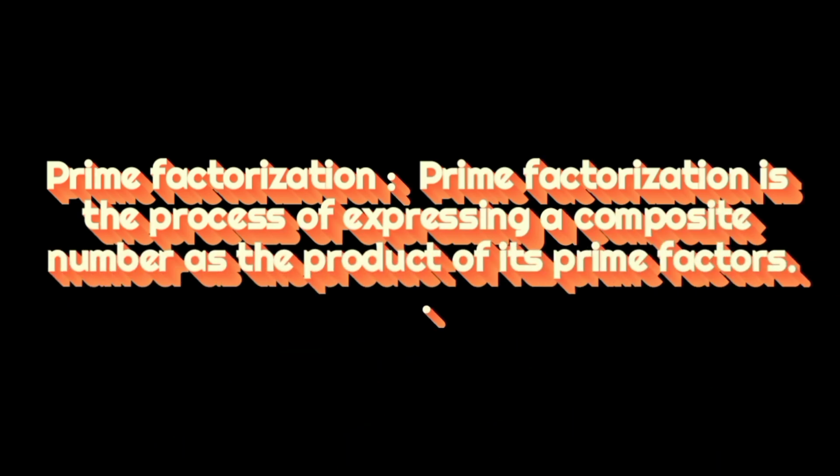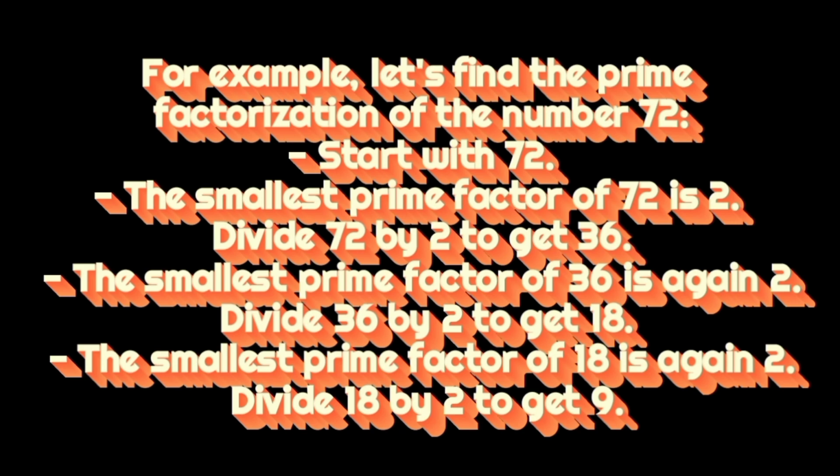Prime factorization. Prime factorization is the process of expressing a composite number as the product of its prime factors. For example, let's find the prime factorization of the number 72. Start with 72. The smallest prime factor of 72 is 2. Divide 72 by 2 to get 36. The smallest prime factor of 36 is again 2. Divide 36 by 2 to get 18. The smallest prime factor of 18 is again 2. Divide 18 by 2 to get 9.